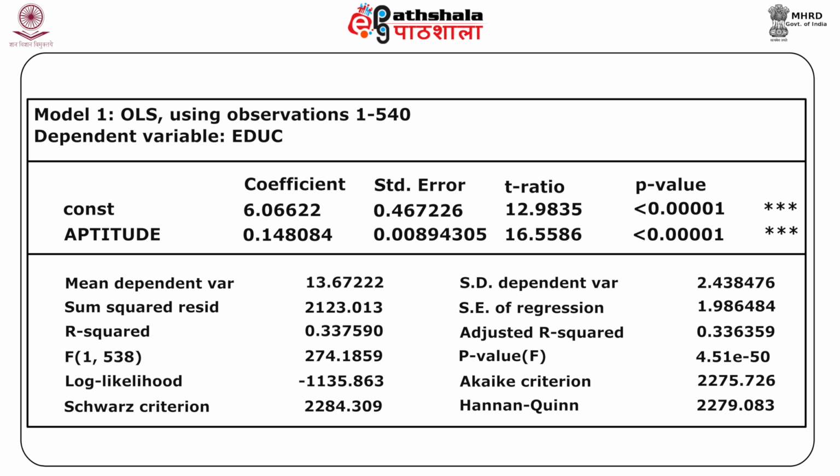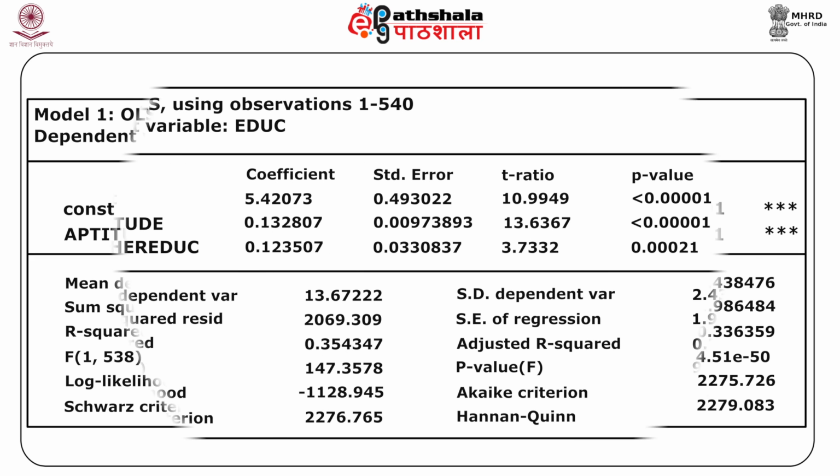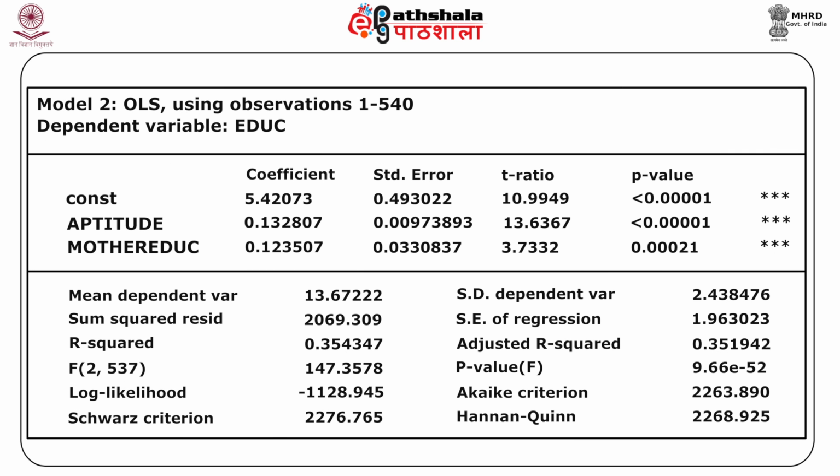R square, you can note, is equal to 0.33, which means that 33% of the variation in education is explained by a student's aptitude. The number is quite low, which is indicative of the fact that some of the important variables are missing from the model. Now those variables could be both observable or unobservable, and maybe we do not know what these variables are. Let us add another variable that could explain the dependent variable.